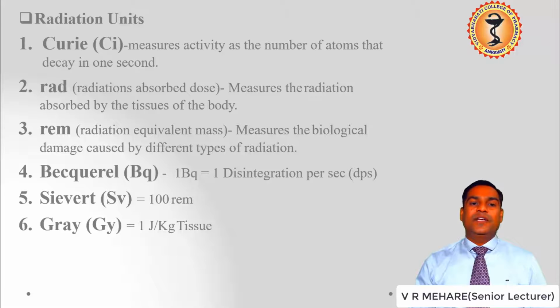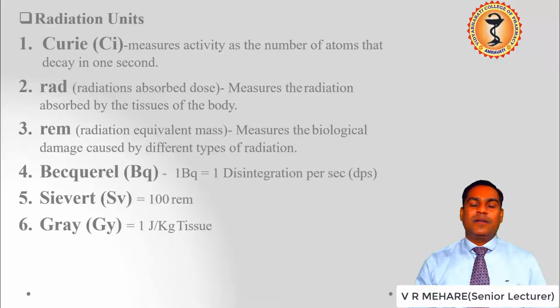First unit is Curie, represented by capital C small i. It measures the activity as the number of atoms that decay in 1 second. Next unit is RAD, that is radiation absorbed dose. It measures the radiation absorbed by tissues of the body. Another unit of radiation is REM, radiation equivalent man. It measures the biological damage caused by the different types of radiation.